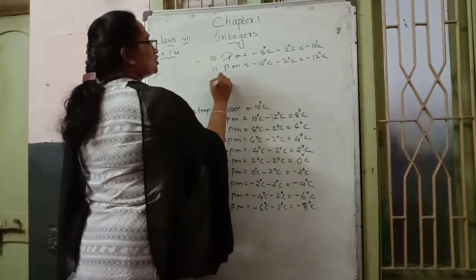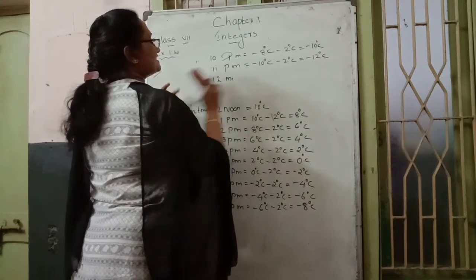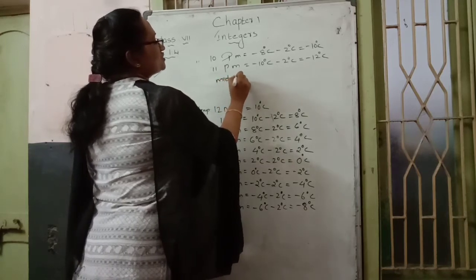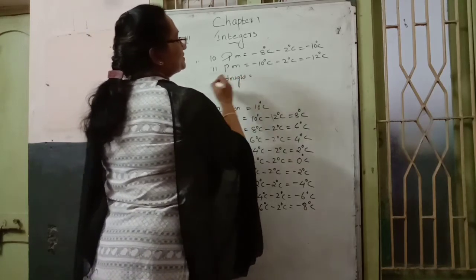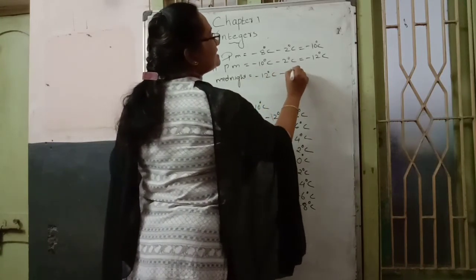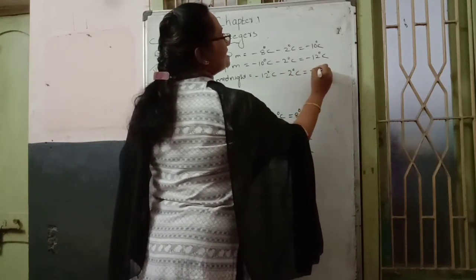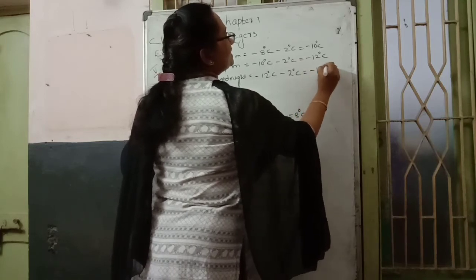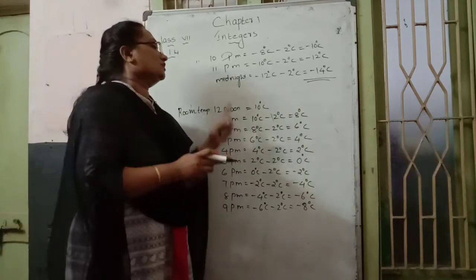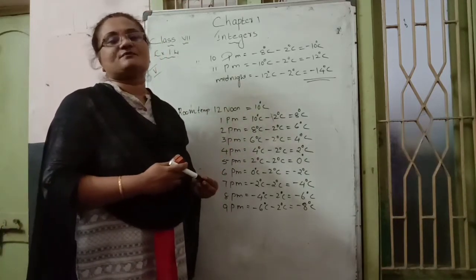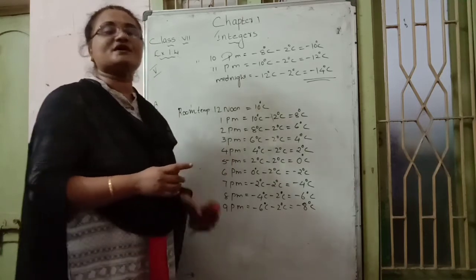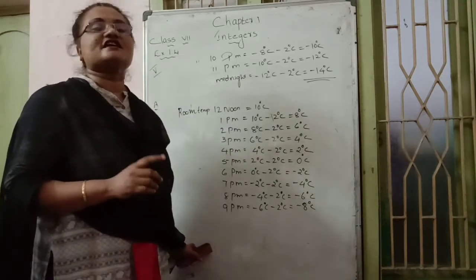Then 12 midnight, what is the room temperature? Midnight means 12 o'clock. So the room temperature at midnight is minus 12 degrees Celsius minus 2 degrees Celsius, equal to minus 14 degrees Celsius. So we can say at midnight the room temperature becomes minus 14 degrees Celsius. I hope you can understand this word problem.